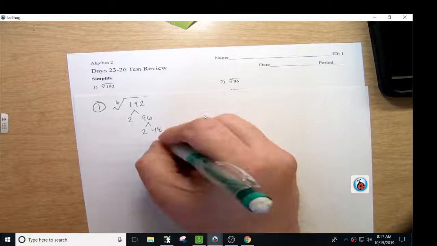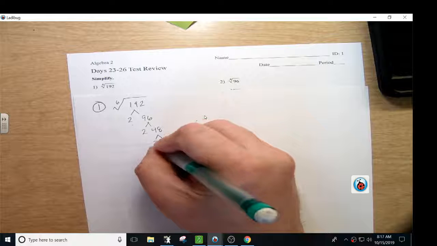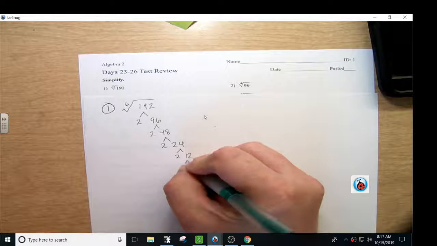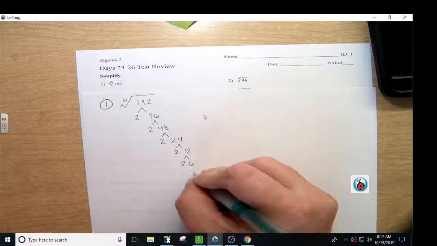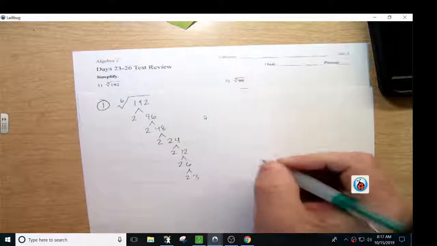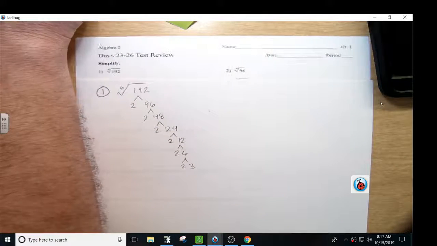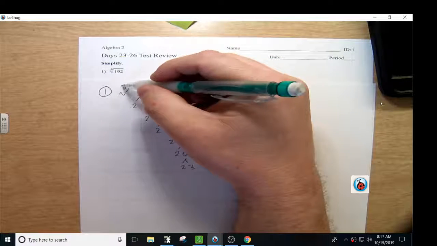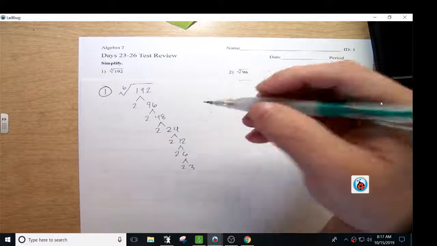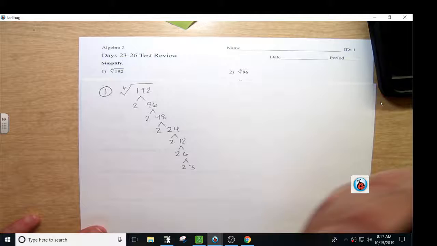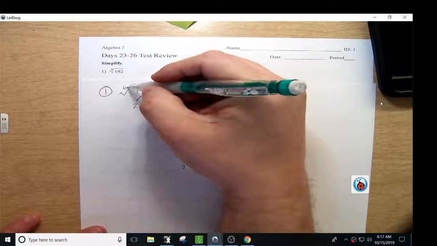All right, so that'd be 2 and 48, 2 and 24, 2 and 12, 2 and 6, 2 and 3. Now, guys, remember, your index or root will tell you how many need to be in each group. We need 6 in order for them to be circled and come out from underneath the radical. They've got to be 6 in each group.